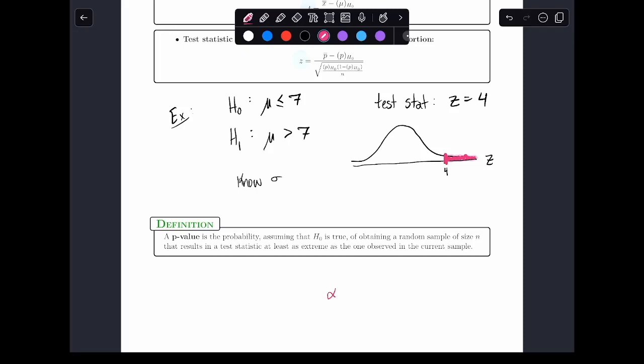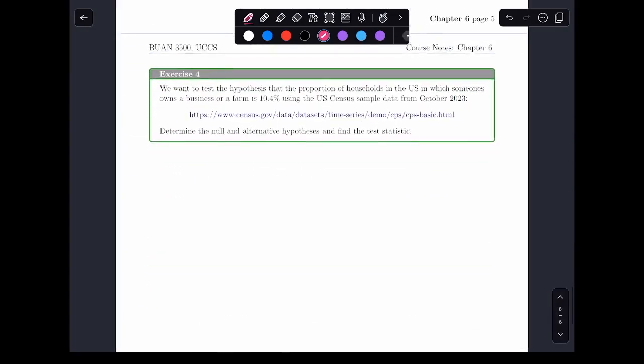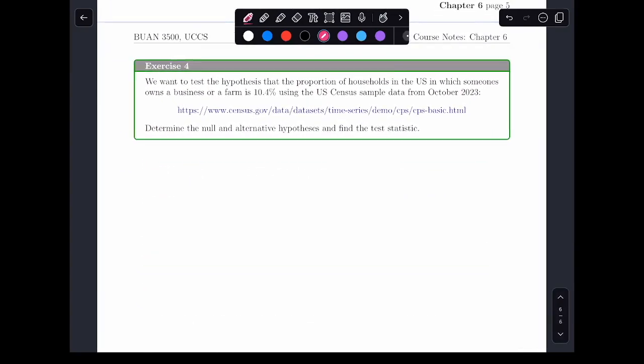And so next, we're going to look back at this census data from October of 2023, and we're going to do a hypothesis test about the proportion of households in which, this should say someone, owns a business or a farm. And so we're going to look at that data and see how we could actually do this hypothesis testing for a real example like this.